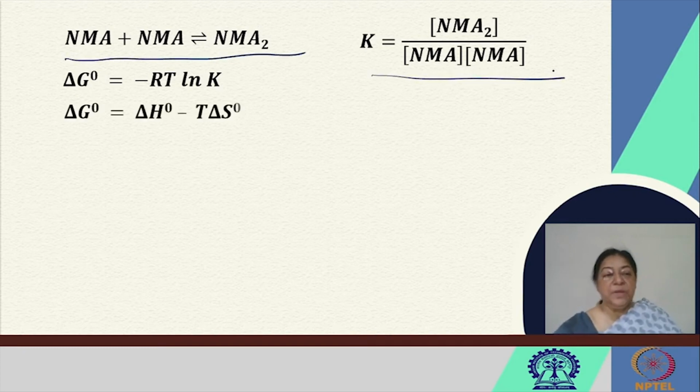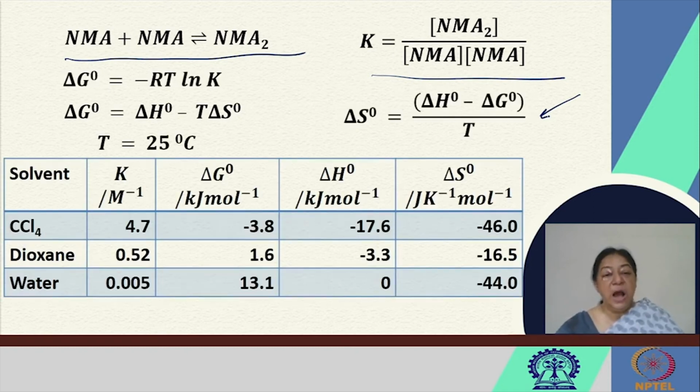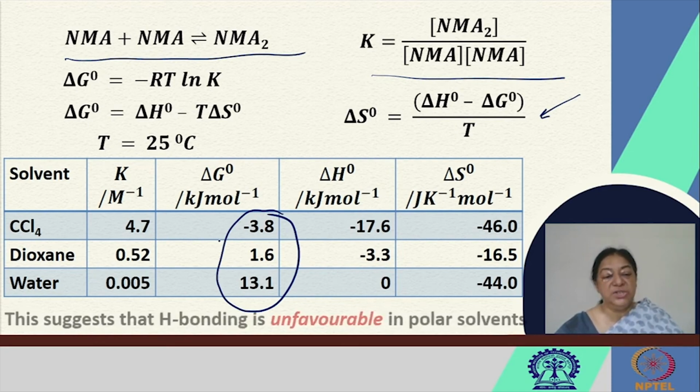particular set. So when we look at a delta G, we know it is delta H minus T delta S. So the delta S can be given by a small rearrangement giving us this value, and we know that T is 25 degrees centigrade. So we can calculate our values and we can fill up the table. And based on the table, we can look at the delta G0 values and determine what hydrogen bonding aspect would be considered for this particular dimerization reaction.